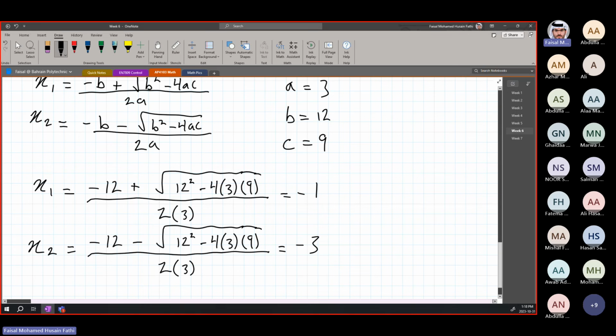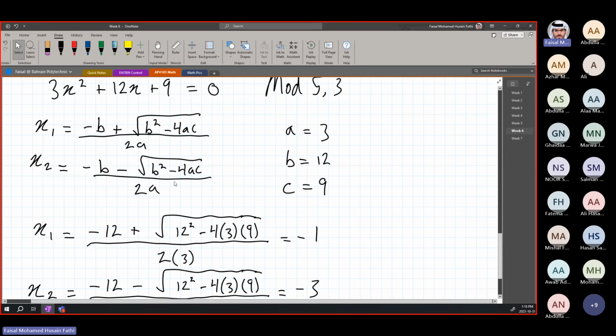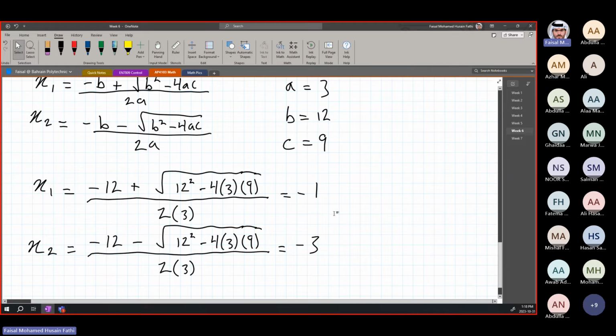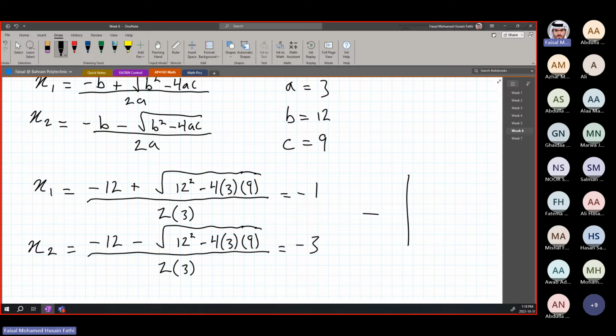Any questions about the x and y intercepts? So you can see here, because we have a quadratic equation, what this means is when we plot this, let's say it's something like this. The value over here is going to be -1, and this value over here is going to be -3. That's the whole idea of plotting the x-intercepts.